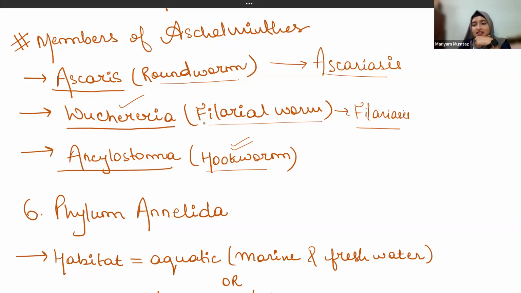Okay, so Ascaris, Wuchereria, and Ancylostoma. These are the 3 examples of Aschelminthes members. Understood? And the diseases, you just wrote them to let us know, right? It is not going to come in the exam, but you should know, right? The name of the disease matches the name of the organism. So you will know that ascariasis is caused by Ascaris, and filariasis is caused by Wuchereria, which is also known as the filarial worm. Clear?